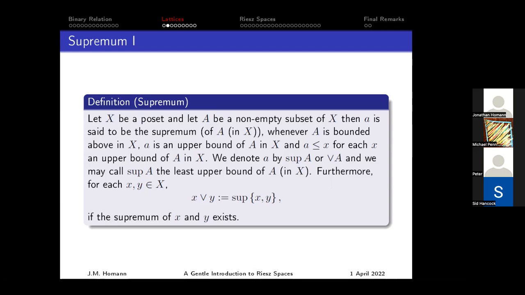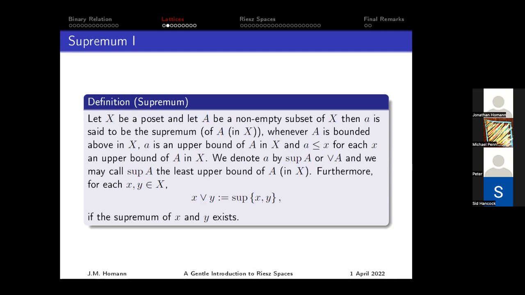So it is not always the case that the supremum exists. Firstly, if a non-empty subset of a poset is not bounded above, then the supremum does not exist, since the supremum needs to be an upper bound of the set. If there is no upper bound, or the set is not bounded above, then we can never find the supremum. It does not exist. But secondly, even if the set is bounded above, it is not always the case that the supremum of the set exists, since the supremum needs to be comparable with every member of the upper bounds of the set, and it needs to be the least member.